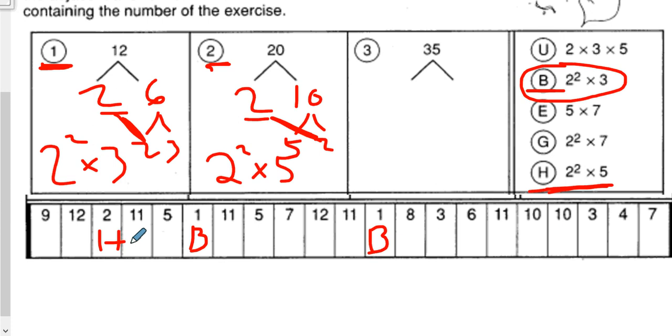For number 3, we have 35. Well, 35 ends in a 5, so it can be divided by 5, and 5 times 7 is 35, so that's really all there is to that one. And that's the letter E. So anywhere you see a number 3, you put the letter E. And that's how the homework works. Good luck.